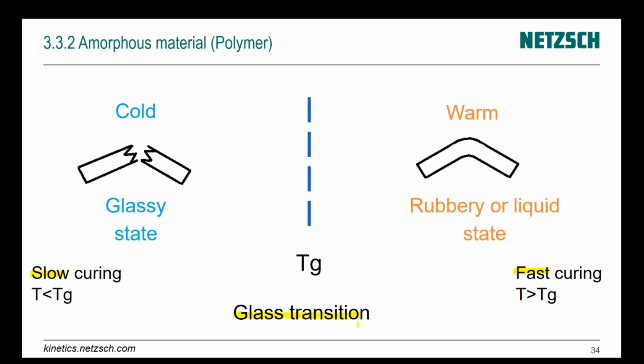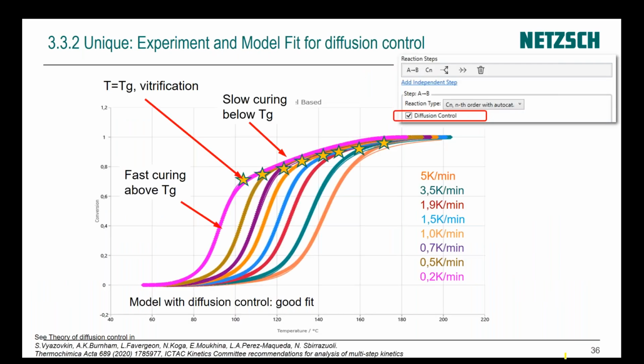The problem is that during the curing reaction, the glass transition does not have a fixed position. It moves from a low value to a high value during the reaction. And if the glass transition is moving, then we should calculate whether our sample temperature is below or above the glass transition, and whether the curing is slow or fast. Here we have measurements with different heating rates from 0.2 K per minute up to 5 K per minute.